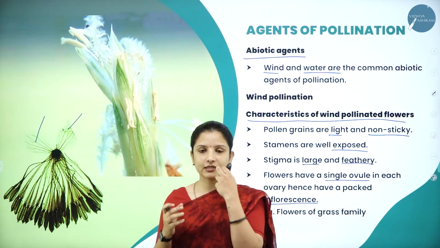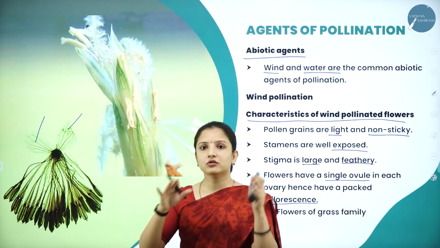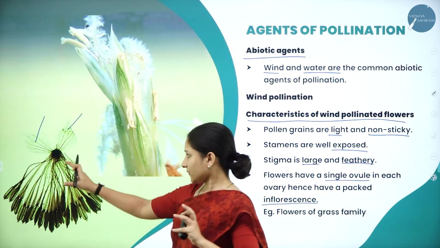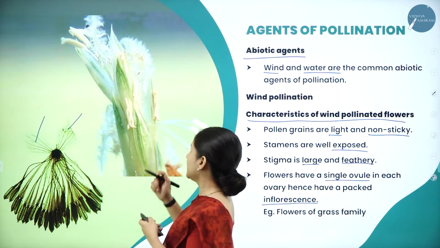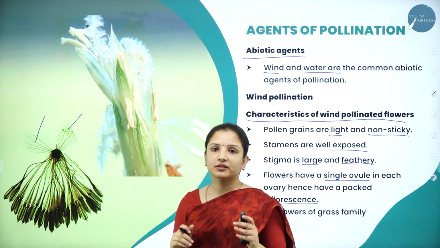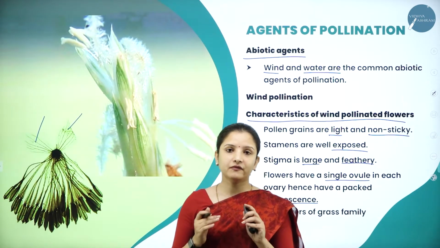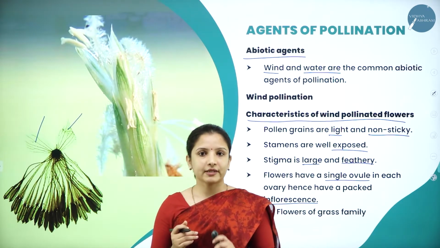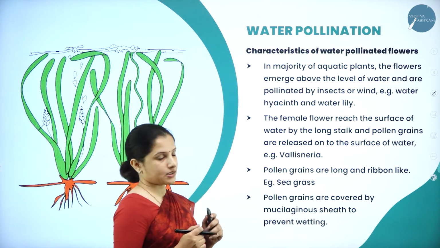Most of the wind pollinated flowers, the pollen grains are winged. Why? So that these pollen grains can be carried easily in the wind currents, and also they are usually feathery. You can see here the pollen grains are feathery. So this is about the characteristics of a wind pollinated flower. Next we'll study the characteristics of water pollinated flowers.